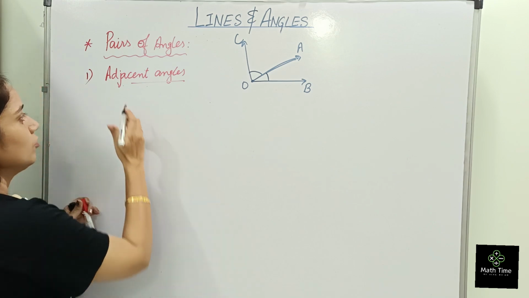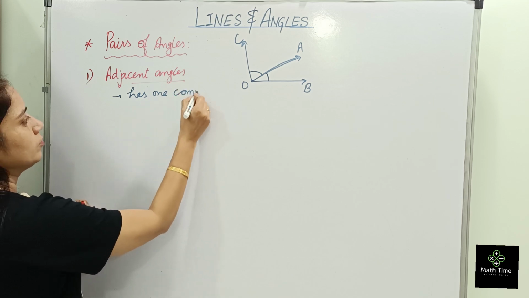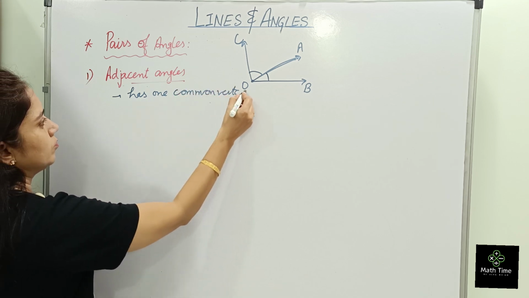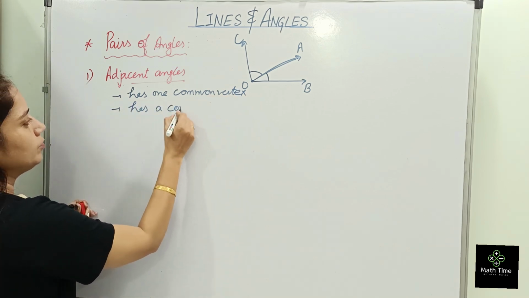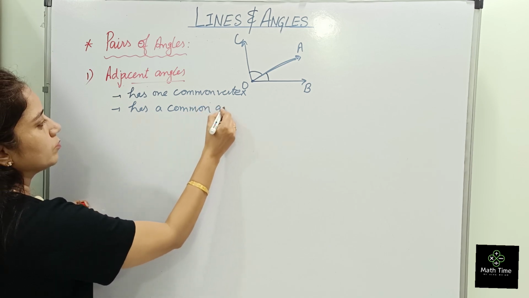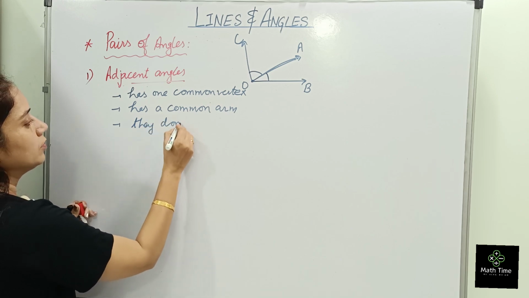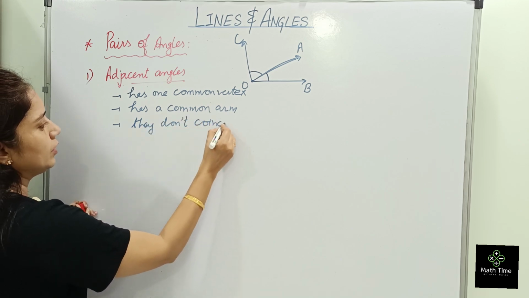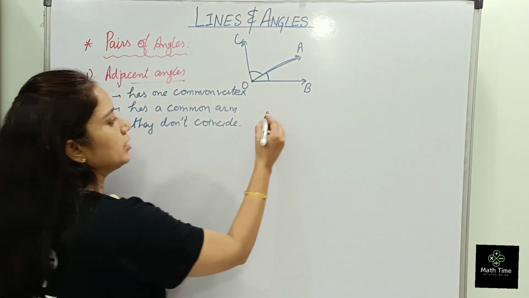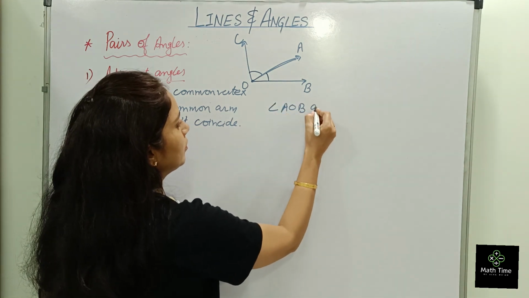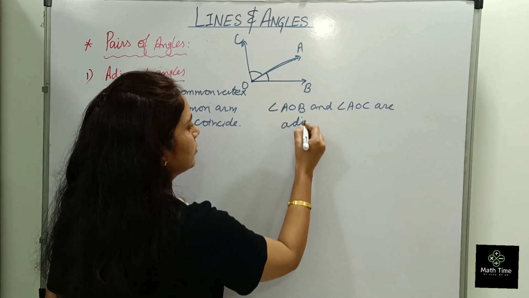First, they have one common vertex. Second, a common arm. Third, they don't coincide. They don't lie on top of each other, okay? So these are called adjacent angles which are next to each other. In this figure, angle AOB and angle AOC are adjacent angles.